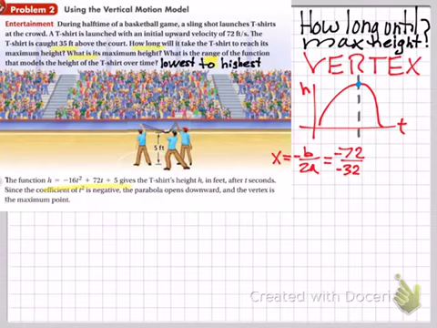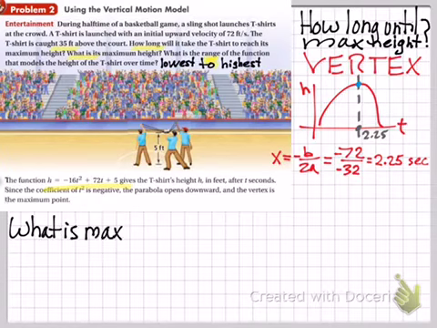So you plug in negative 72 and negative 32, you divide them, you get 2.25 seconds. So after 2.25 seconds, the t-shirt will be reaching its maximum height. So that is the first answer to the question. 2.25 seconds is how long it takes to reach the maximum height. So what is the maximum height?